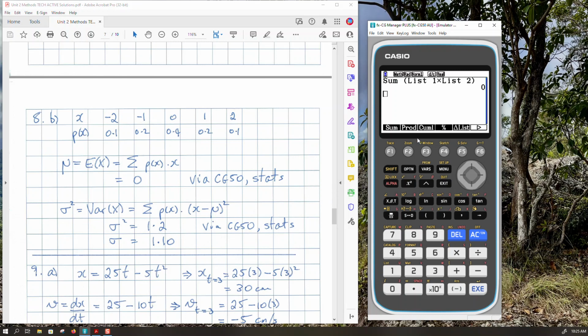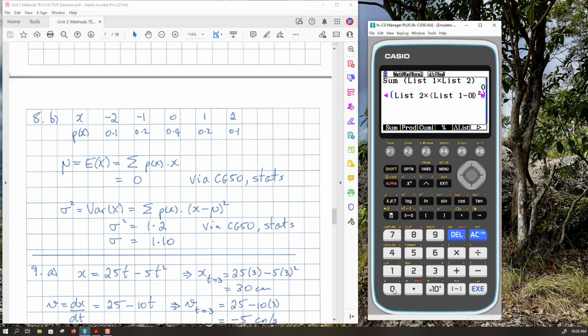I'll go a little bit faster this time. I need to have the sum. There it is. I'm going to put a pair of brackets to put everything inside so that it's adding all of that. I need the probabilities. They were stored in list 2, and they had to be multiplied by this thing. I'll need another pair of brackets with a squared on the outside. But what goes on the inside? The x values were stored in list 1, and then I need to subtract the value of the mean. That's my answer from the previous.